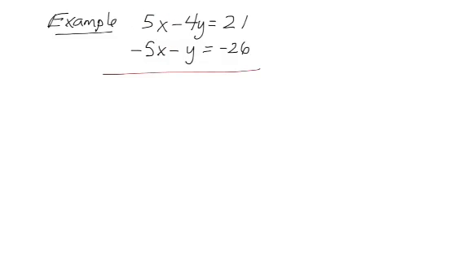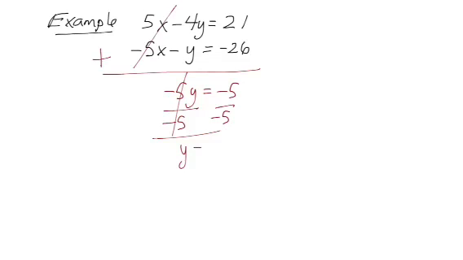So what we're going to do is we're going to add these problems together. So add all the columns. 5x plus negative 5x, that cancels. Negative 4y plus negative 1y makes negative 5y. And 21 plus negative 26 makes negative 5. Now solve that. Divide both sides by negative 5. And we get an answer of y equals 1. So again, our final answer has a y-coordinate of 1.